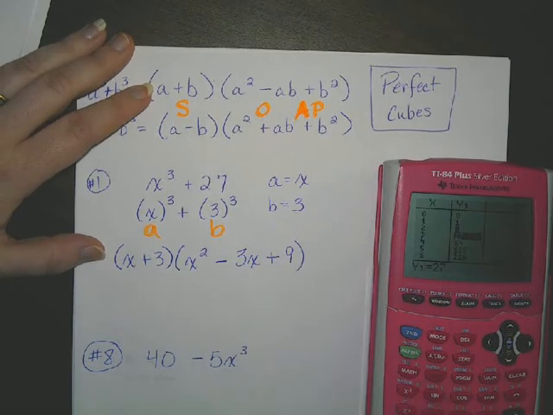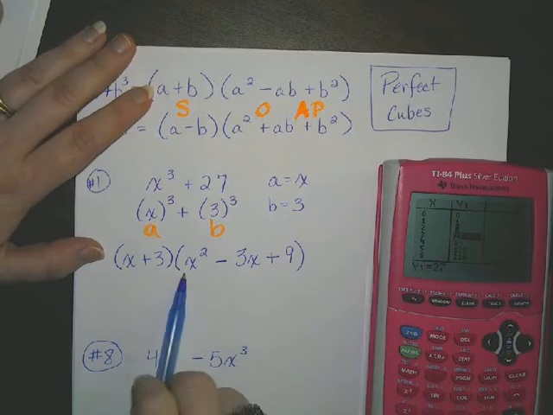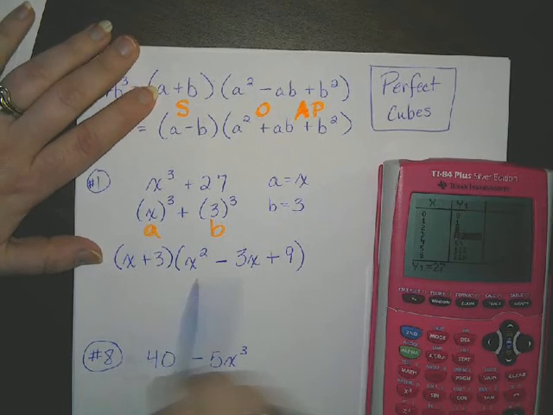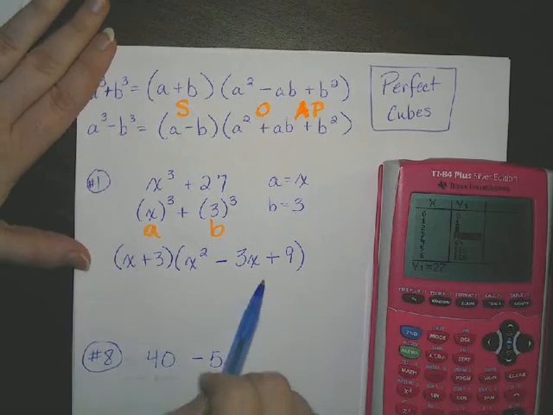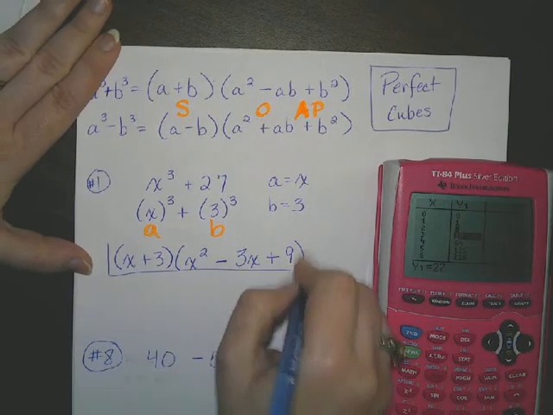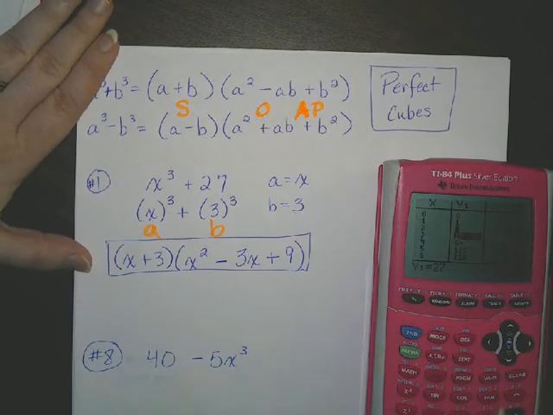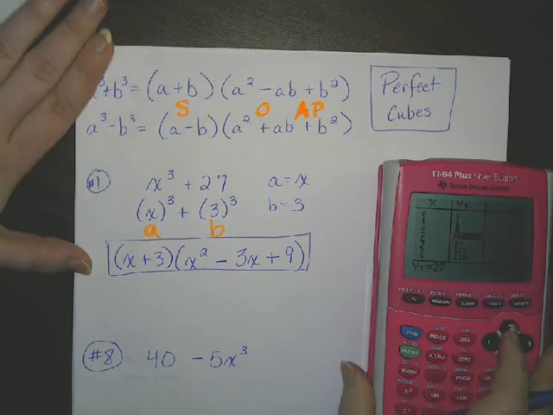Now the interesting part about this is that the trinomial cannot be factored. We would actually have to use the quadratic formula on that, which we will do in the next unit. So once you've plugged in the A and the B, you're finished with the problem. It's one of the shortest factoring problems out there that actually looks hard at the beginning. So let's look at number 8.